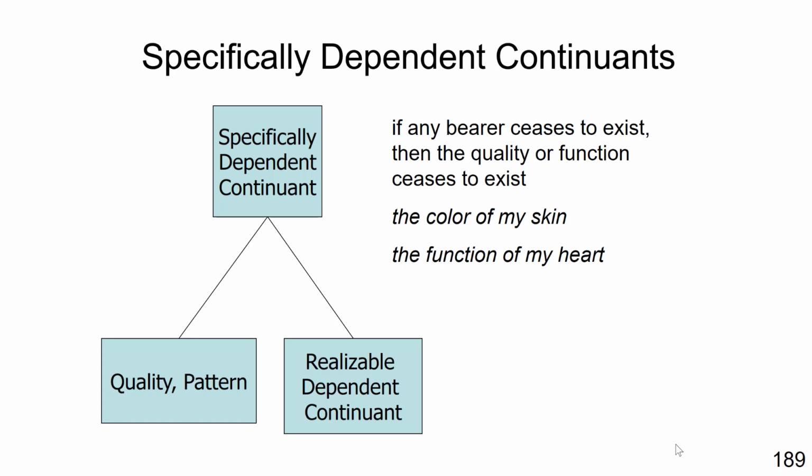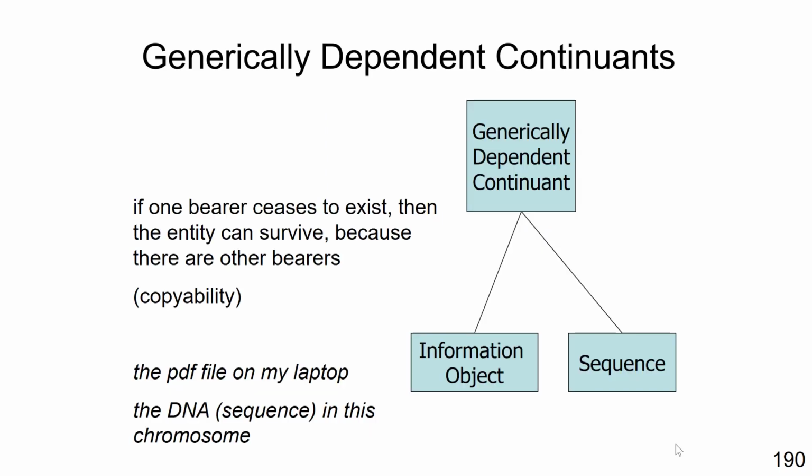But now there are what we call generically dependent continuants, which are basically copyable patterns. And they're important because all of life is based upon the existence of copyable patterns called sequences. PDF files are copyable patterns. Any kind of information artifact in a computer, or indeed in a printed document, are copyable patterns. That's what printing is. And so the feature of generically dependent continuants is that they always require a bearer, just as specifically dependent continuants do, but they don't require the same bearer. They can hop from one bearer to another.